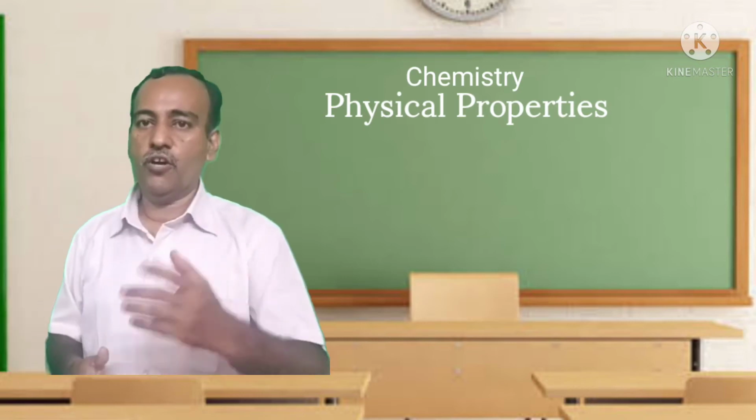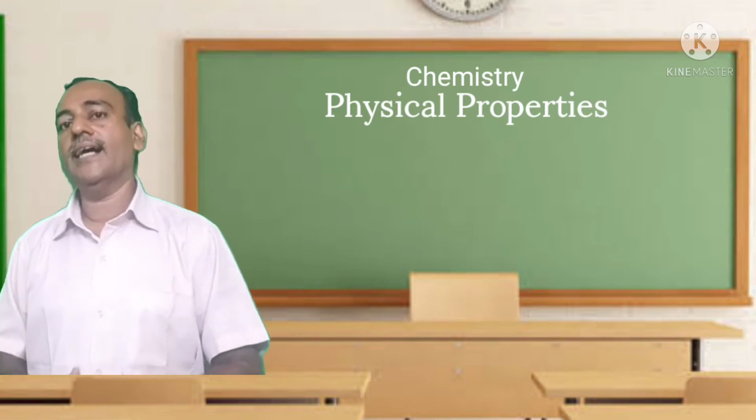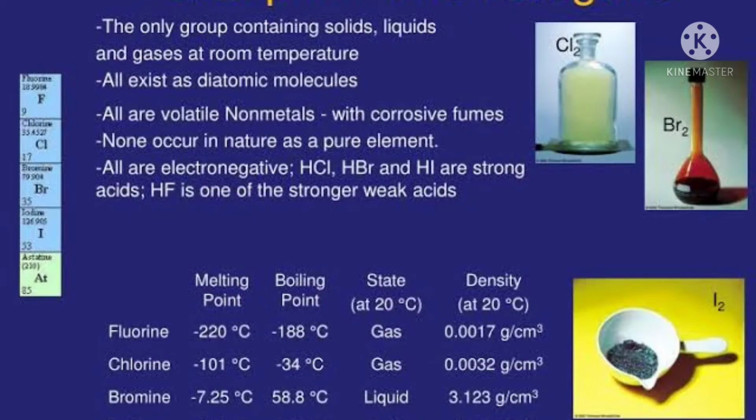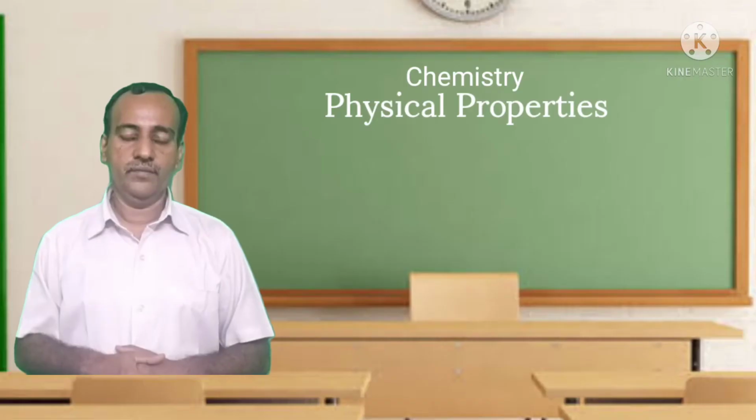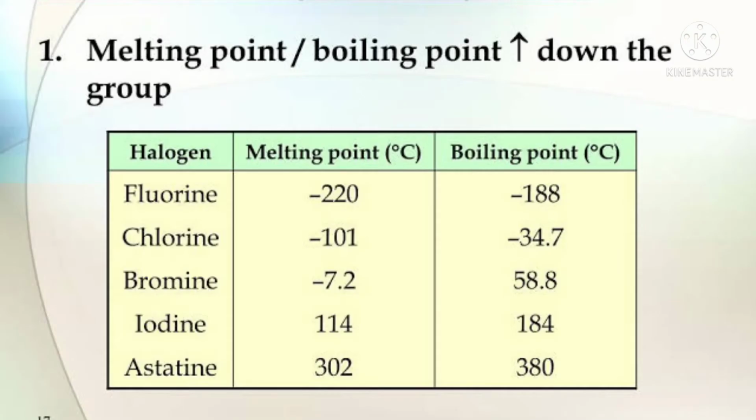Physical properties. If we talk about the physical state of halogens, fluorine and chlorine are gases. Bromine is a liquid, whereas iodine is a solid. This is the physical state of group 17 elements. Fluorine and chlorine are gases. Bromine is a liquid, iodine is a solid. Halogens possess high melting and boiling points.